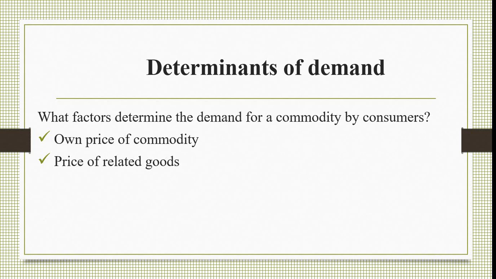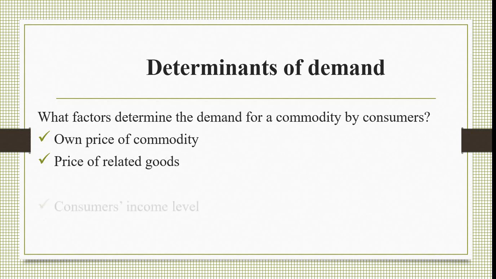For instance, complement goods are usually consumed together. So when the price of one increases, you are forced to buy less of the other. And substitute goods are used in place of the other. So let's assume coffee and tea. When the price of tea is very high, people will tend to buy less tea and more coffee. So you can see that the price of one will affect the demand of the other. So that is the price of related goods.